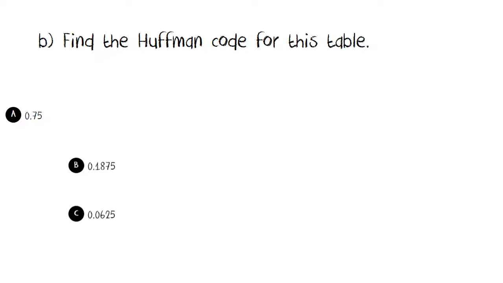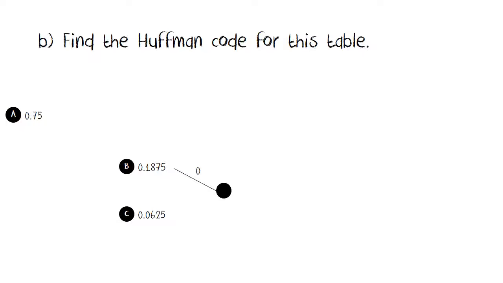So we move these 2 nodes to the base of the tree while adding another node in order to combine these 2. Now we add a new branch from B to the new node labeled 0, and another branch from C to the new node labeled 1. Then we add the 2 probabilities of B and C to form the new probability for the new node. In this case, it's 0.25.